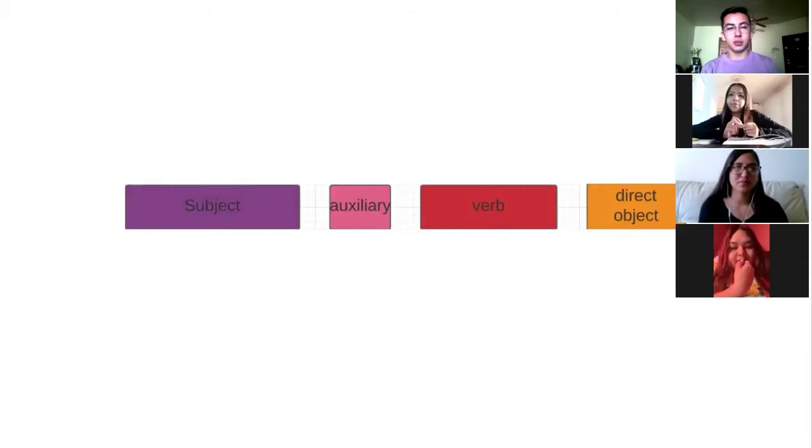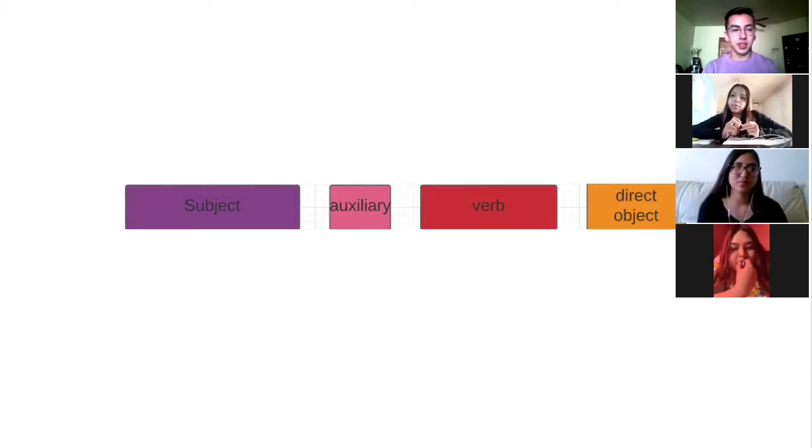In today's session, we're going to see the silent way. In this theory, we utilize different rods of different colors to identify the different parts of a sentence. In here, we're going to use a purple rod to identify the subject, a pink rod to identify the auxiliary, a red rod to identify the verb, and a yellow rod to identify the direct object. I'll give you some examples.